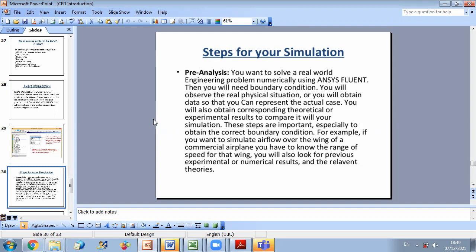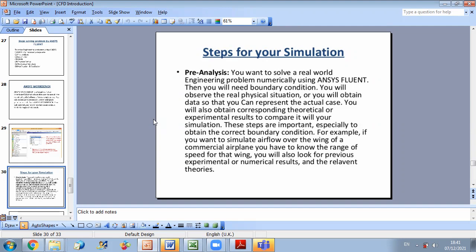So you can do some research to know what are the results I can expect. And as I told you also, you might do some simplifications if they do not affect your result. So these steps are important, especially to obtain the correct boundary conditions. So also you should specify what are the boundaries of your problem, because these are the inputs that if you don't implement accurately, you will get bad results. So you should search for your boundaries or measure them. Sometimes you measure them experimentally and you prepare them to be used in the setup process.